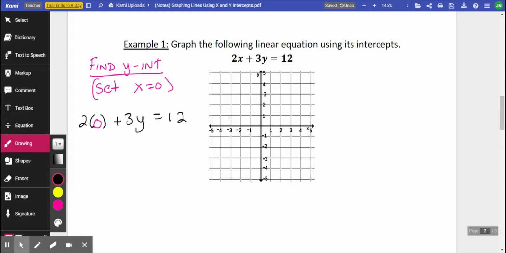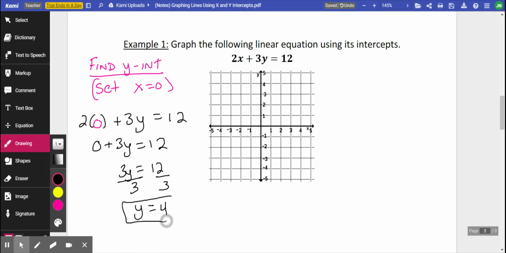And whatever number that we get for that value, that would be the y-intercept. So in this case, 2 times 0 will give me 0. 0 plus 3y is equal to 12. The 0 goes away, right? Because it doesn't have a value. So then all we have to do is divide by 3 on both sides. So y is equal to 4. So what that tells me is that the y-intercept is at positive 4.